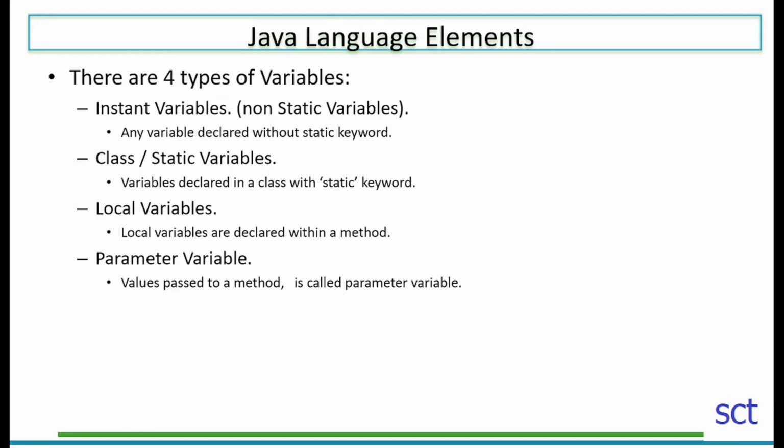There are 4 types of variables. Instance variables are called non-static variables: any variable declared without the static keyword is called an instance variable. Then you have class or static variables, declared with the static keyword. Local variables are variables declared within a method, and parameters are the values passed to the method. We'll see all these 4 types of variables by writing a program.